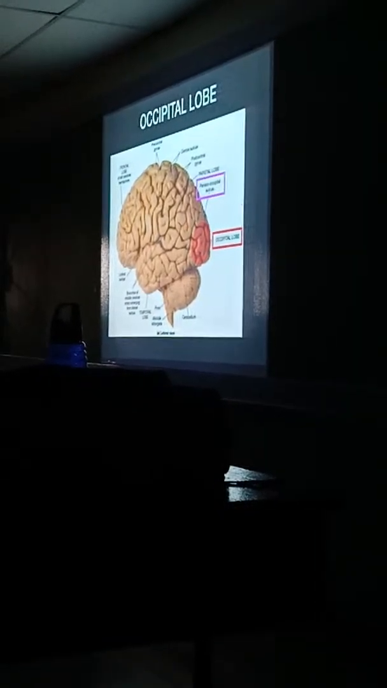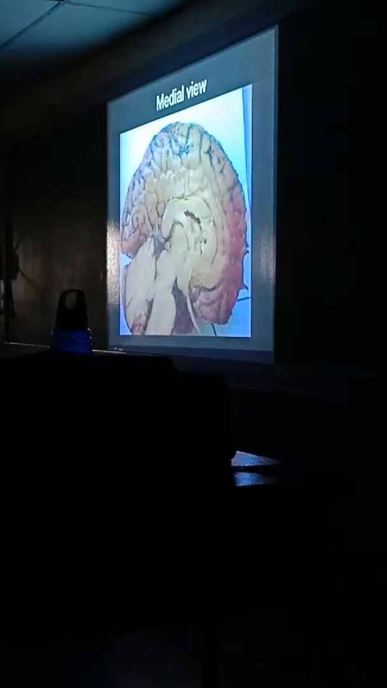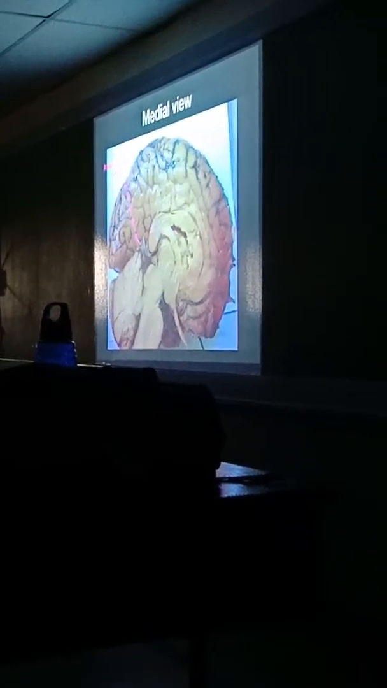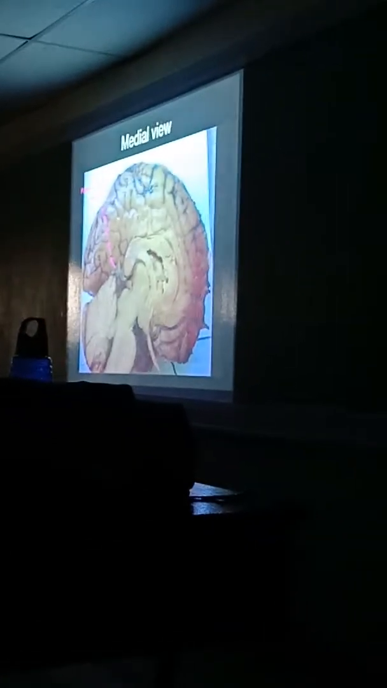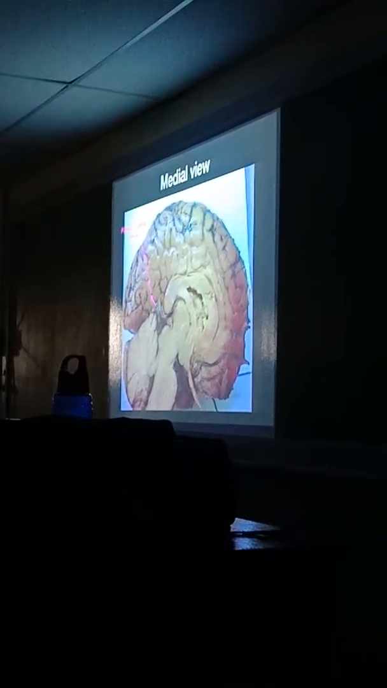Now let's go now to your medial side. More prominent of the medial surface is this area. This is your parieto-occipital sulcus. This one separates your parietal lobe, sorry, from your occipital lobe.